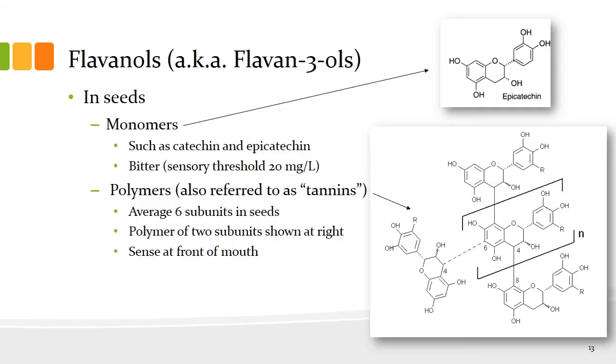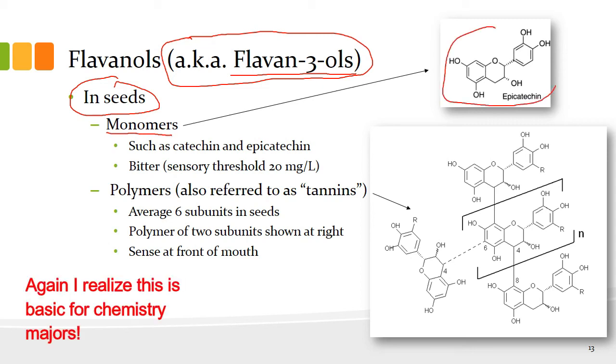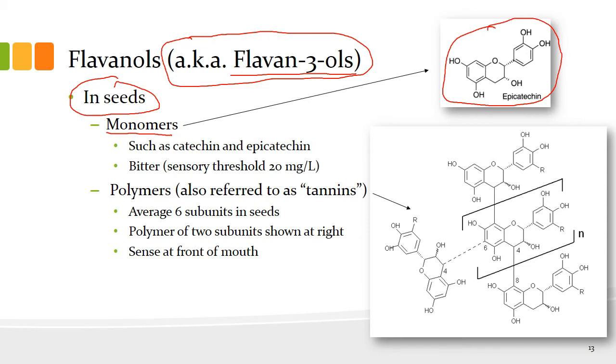All right, Flavanols, you also see them called flavanthiols. You'll see that in the literature. If you go to seminars at UC Davis when they talk about phenolic compounds, you'll hear both of those terms. There's a couple places you find them. You find them in seeds and skins. In seeds, they tend to be smaller. There's monomers. So here's a monomer, meaning a single molecule. In this case, it's epicatechin. All right, that's a monomer.